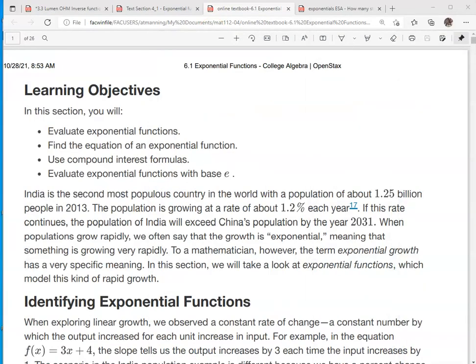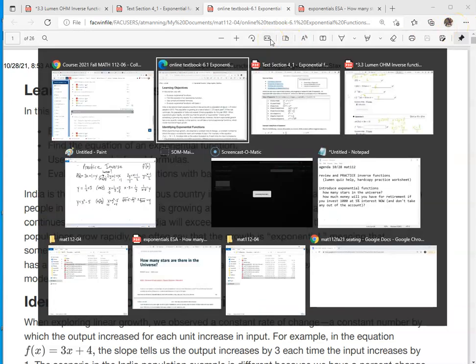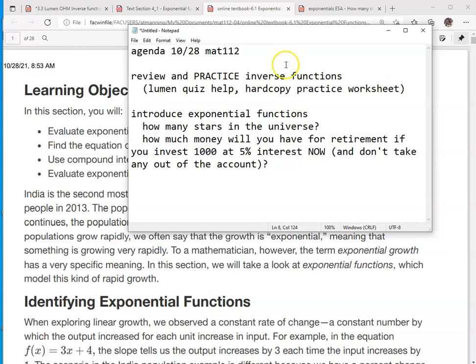And it has to do with, the first problem has to do with retirement. Remember, well, here's the agenda notes I took this morning. Where'd they go? We'll talk about the number of stars in the universe in a second, and that's leading to future topics.